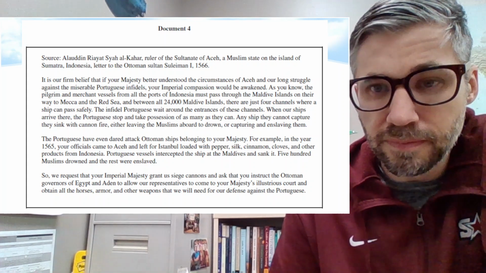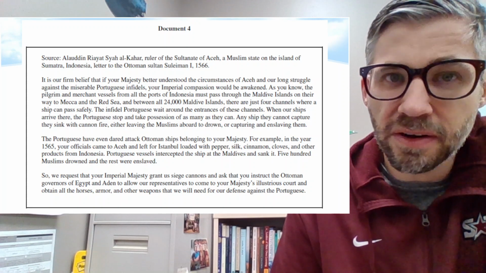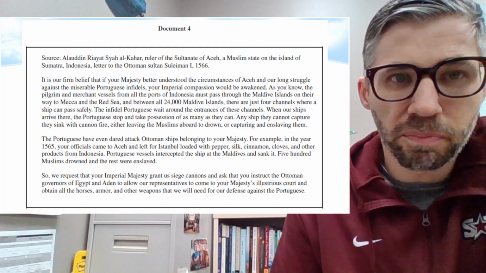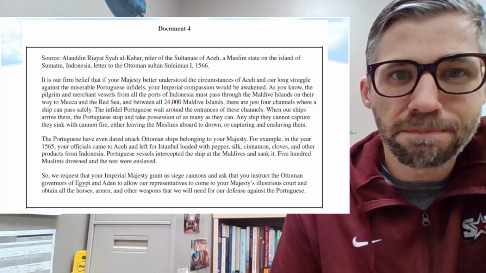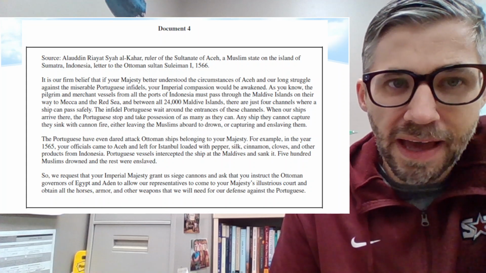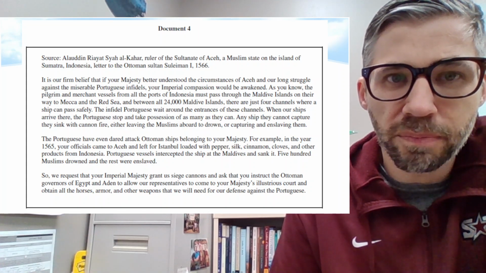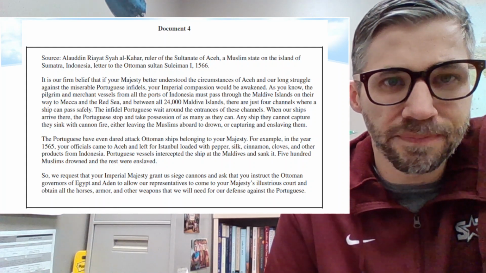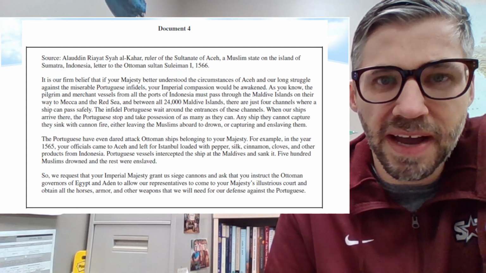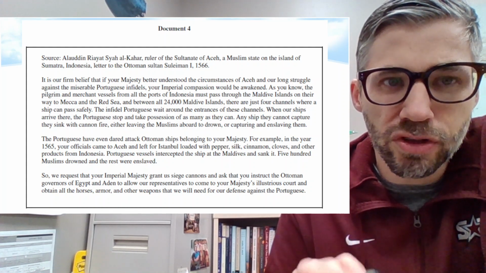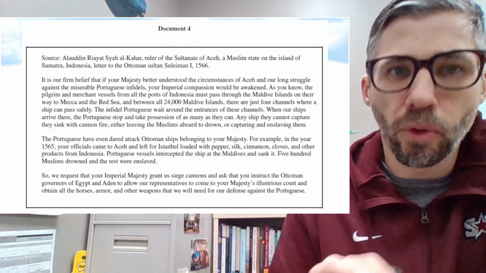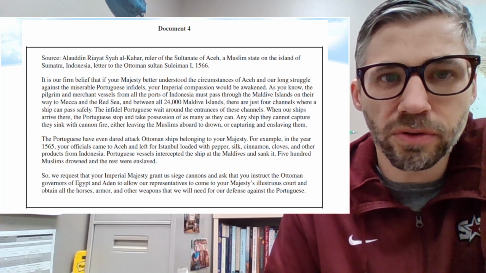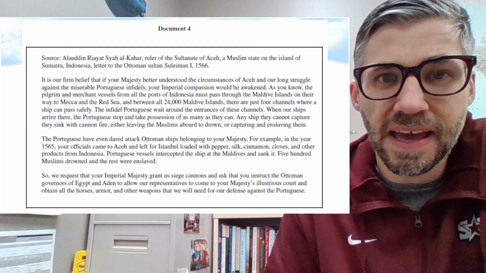He writes, "It is our firm belief that if your Majesty better understood the circumstances of Aceh and our long struggle against the miserable Portuguese infidels, your imperial compassion would be awakened. As you know, the pilgrim and merchant vessels from all the ports of Indonesia must pass through the Maldive Islands on their way to Mecca and the Red Sea. And between all 24,000 Maldive Islands, there are just 4 channels where a ship can pass safely. The Portuguese wait around the entrances of these channels. When our ships arrive there, the Portuguese stop and take possession of as many as they can.